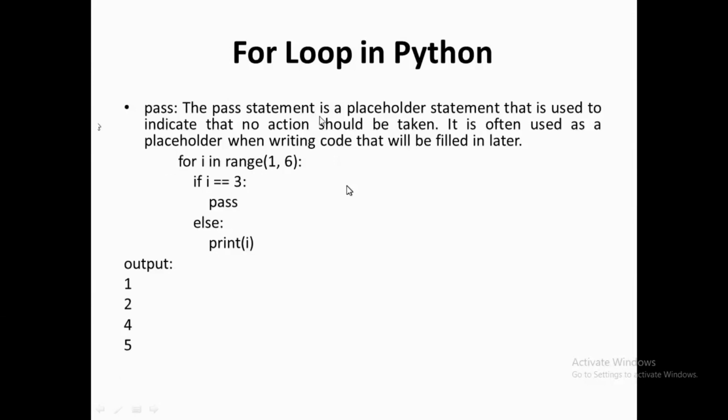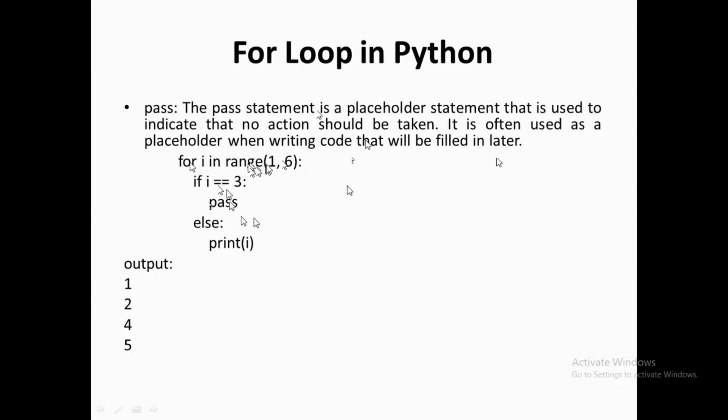Okay, pass, that is a placeholder statement. That is, no action should be taken. Pass will be used to specify that no action should be taken. It is often used as a placeholder when writing code that will be filled in later. For example, in this example, for i in range 1 comma 6, if i is equal to 3, pass, else print.